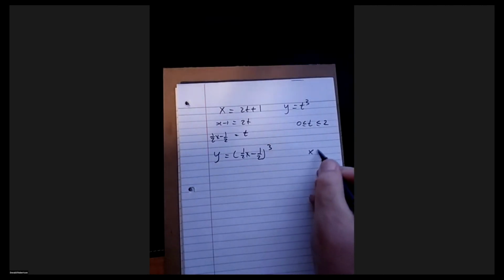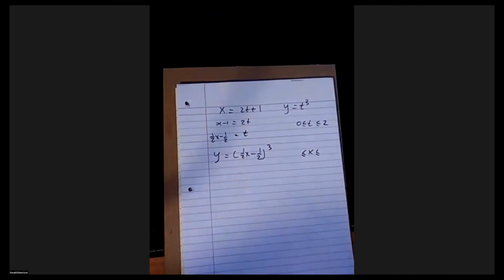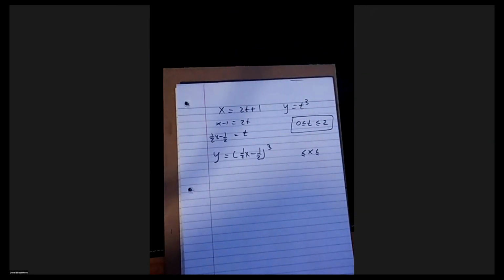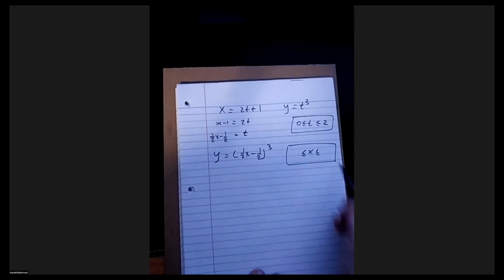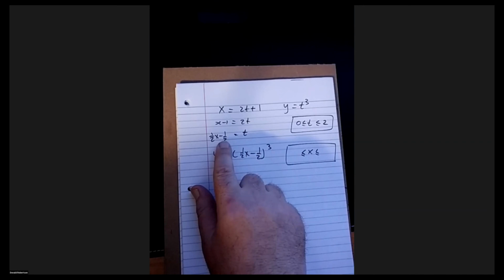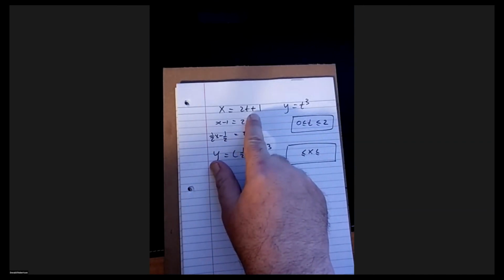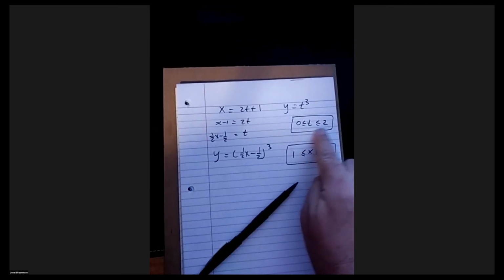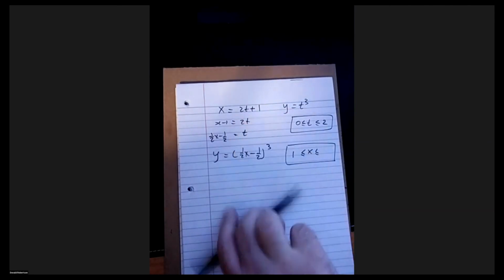But they will have a little thing at the side here, where you're asked to write down where the x's start and where they finish. I know where the t's start and finish, and I should be able to use that to figure out where the x's start and finish. So how do I do that? Well, t equals 0 gives you x equals 1. t equals 2 gives you x equals 5.